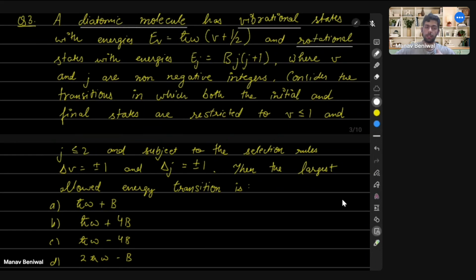Okay. Then we have to consider transitions in both vibrational and rotational modes. And this should be restricted by V less than or equal to 1, so either 0 or 1, and J less than or equal to 2, so either 0, 1 or 2. Then we also have to mind the selection rules, that is delta V is plus minus 1 and delta J is plus minus 1. Finally, what we are asked is the largest allowed energy transition.